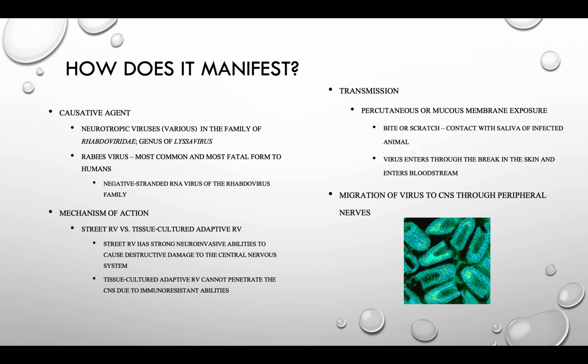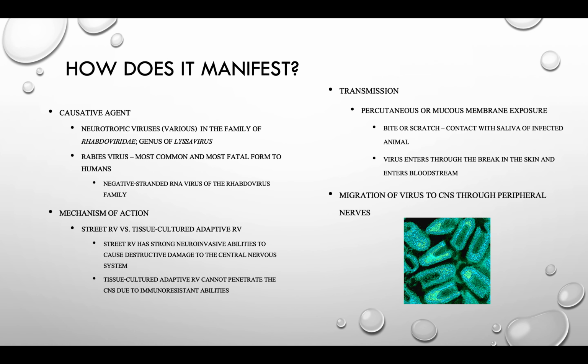So the rabies virus is the most common and fatal form to all humans. It is a negative stranded RNA virus from the Rhabdovirus family. This is the one that's going to be fatal. There are several other lesser forms of this virus, but this is the one that we're really going to be discussing.